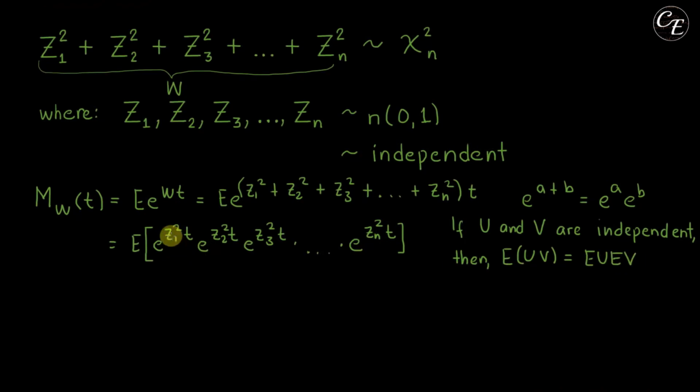And then in here, these z sub 1, z sub 2, z sub 3 until z sub n are independent of each other. Then their functions, which are this e raised to z sub 1 squared t, this e raised to z sub 2 squared t, etc., should also be independent of each other. Then treating these terms in here as random variables and then applying this, we can distribute this expectation for each term in here, as was done in here. So we have here expectation of e raised to z sub 1 squared t times expectation of e raised to z sub 2 squared t times expectation of e raised to z sub 3 squared t, then times etc. until expectation of e raised to z sub n squared t.